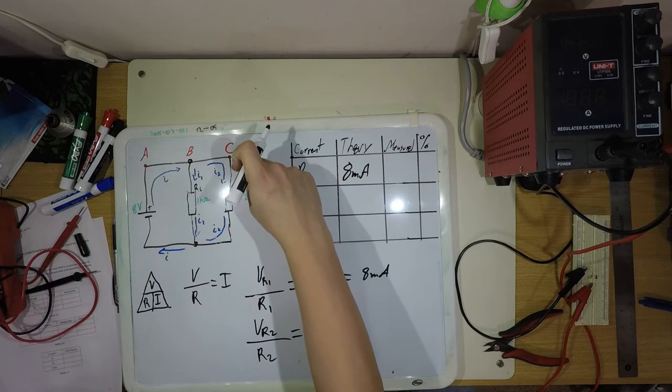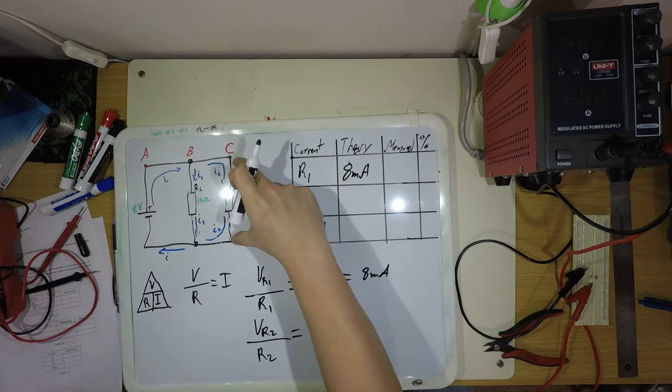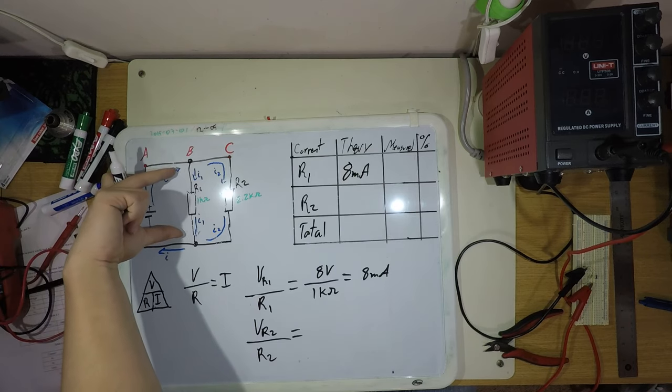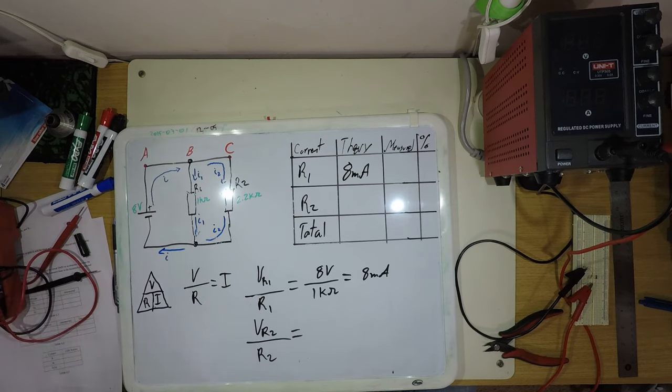If you were to place a probe right here and then a probe right here, is that any different than placing a probe right here and right here? Or right here and right here? It isn't. So, you have 8 volts going through R2.